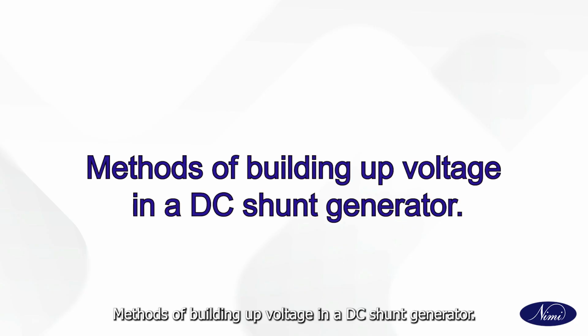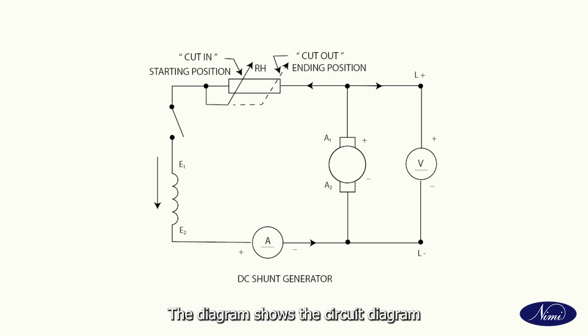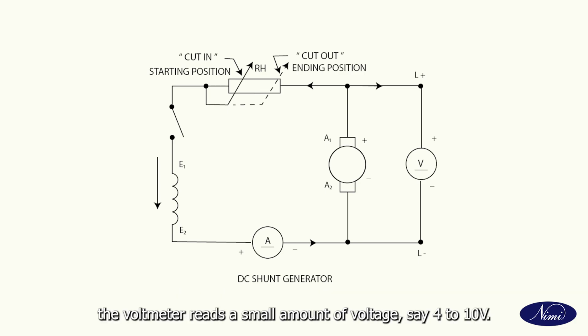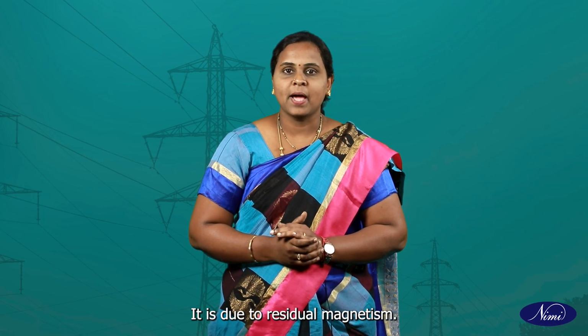Methods of building up voltage in a DC shunt generator. The diagram shows the circuit diagram of building up of voltage in a DC shunt generator. When the generator is made to run at its rated speed initially, the voltmeter reads a small amount of voltage, say 4 to 10 volts. It is due to residual magnetism.